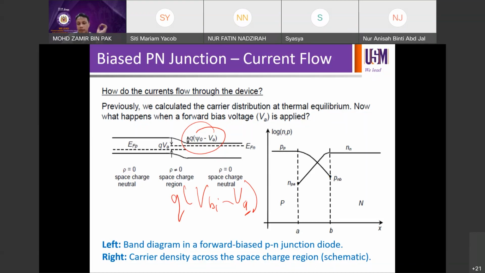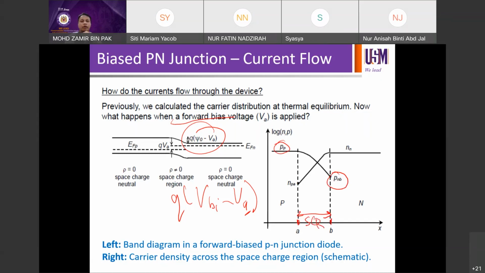So upon the diffusion process, now we are interested to know what happens to the pp, no longer naught, because it's now no longer at thermal equilibrium. It's now under forward biasing condition, or it can also be reverse bias if you like. Therefore, the minority carrier concentration on the other side, in the P side, will be pn(b). A and B here are the edges of the depletion region, so you can equate this to the SCR or depletion region.